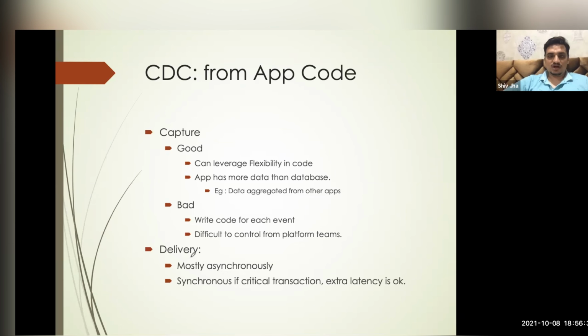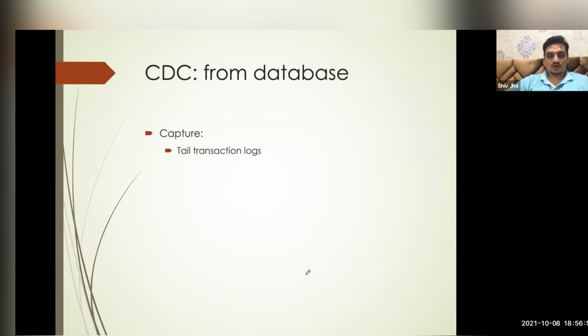The delivery in this case, when you're writing through code, is mostly asynchronous because you don't want to incur extra latency. If you want to do it synchronously because you have a business critical use case, and you're fine with the extra latency, then you have a tough task at hand because you are talking about distributed transactions. You can do two-phase commits, or a saga pattern and stuff like that, but it's a little bit complicated.